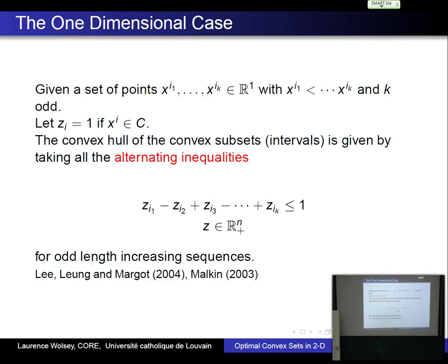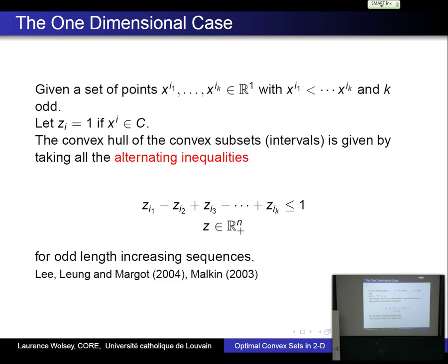Let's say z_i is equal to 1 if x_i is in the convex set, which is now just an interval. And it's well known that if you take alternating plus minus with an increasing sequence of points, take any such odd sequence and write down all these inequalities, that gives you the convex hull in the original space. This comes up in switching machines on and off. It's a fairly well-known result.